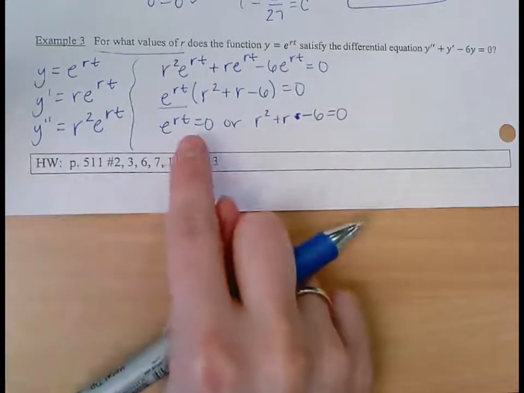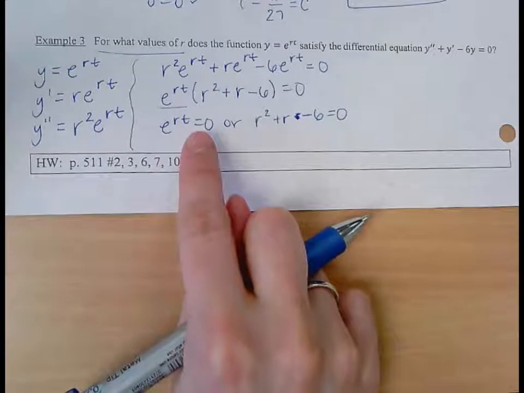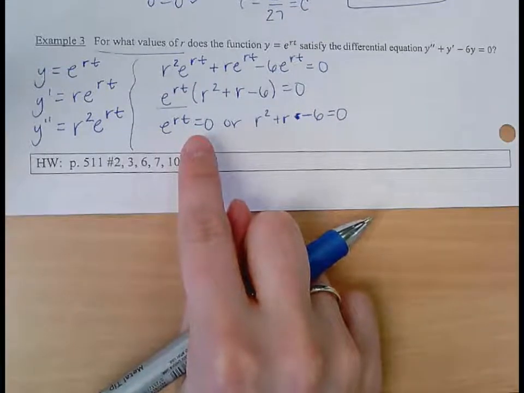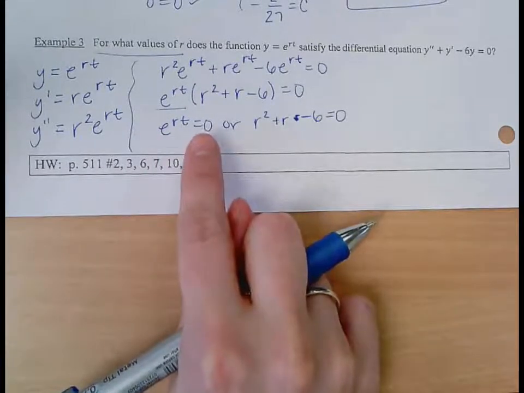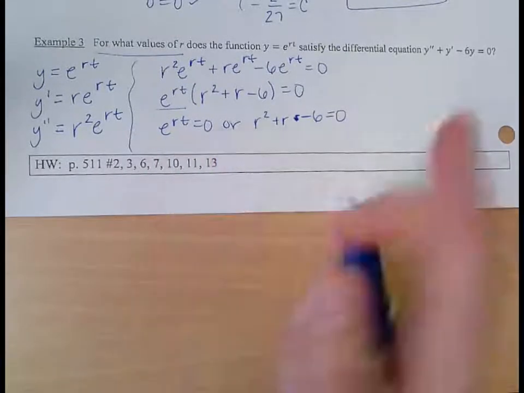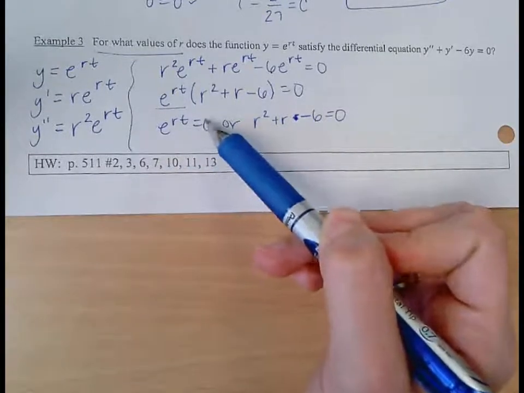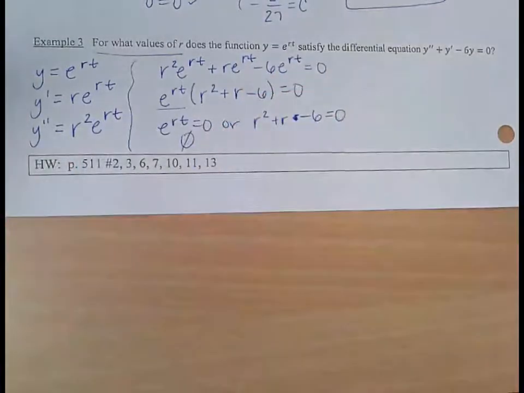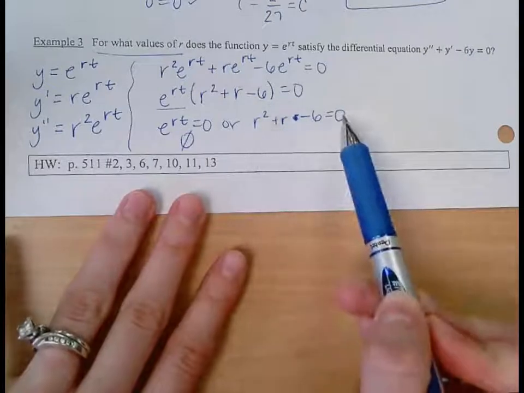E to the rt equals 0. Why? Yep, e to a power will never equal 0. You could try to solve this by taking natural log of each side. You cannot take the natural log of 0. So this does not have any solutions. Okay, so the only solutions are coming from the quadratic.